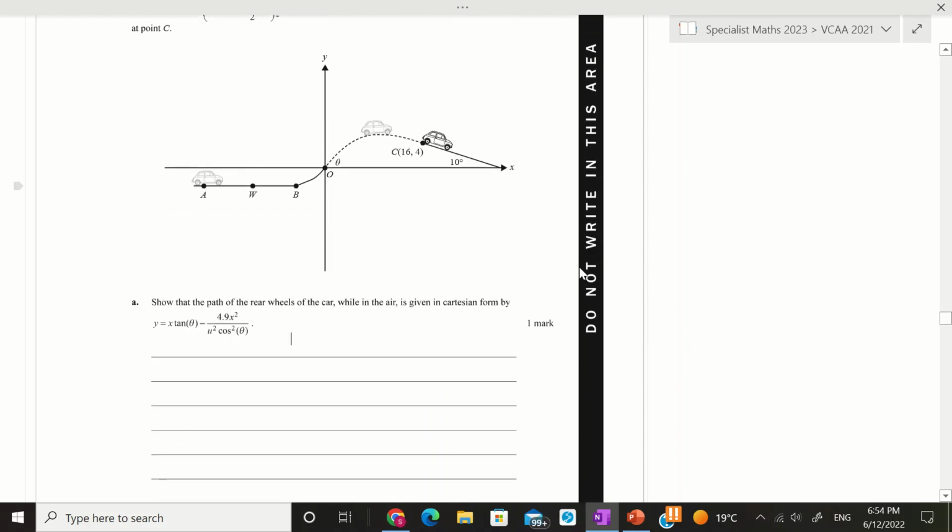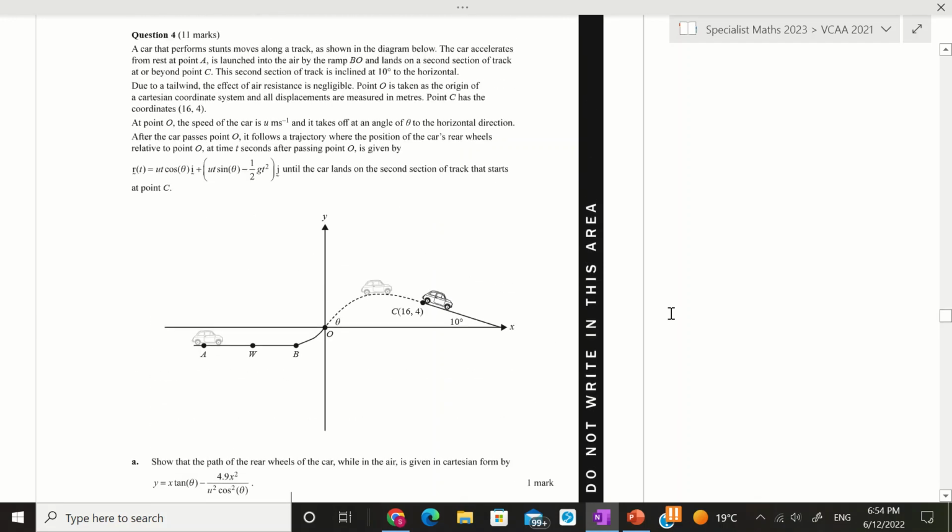Okay, so the first thing we need to do is show that the path of the rear wheels of the car while in the air is given in the Cartesian form by y equals x tan theta minus 4.9 x squared on u squared cos squared theta. Just for context, there's a car that's performing a stunt on a track, and it takes off on this ramp here from B to O, and then afterwards it lands at point C and it continues downwards.